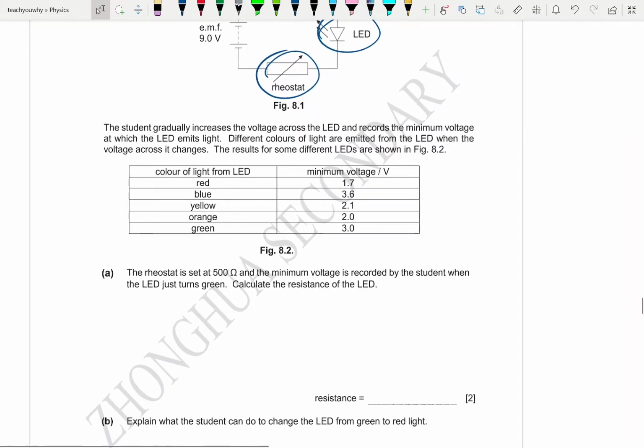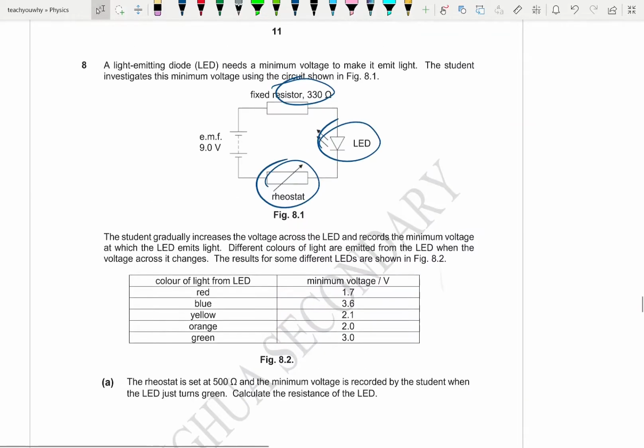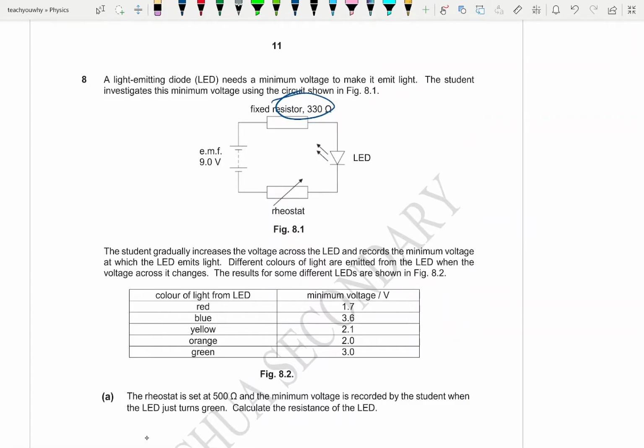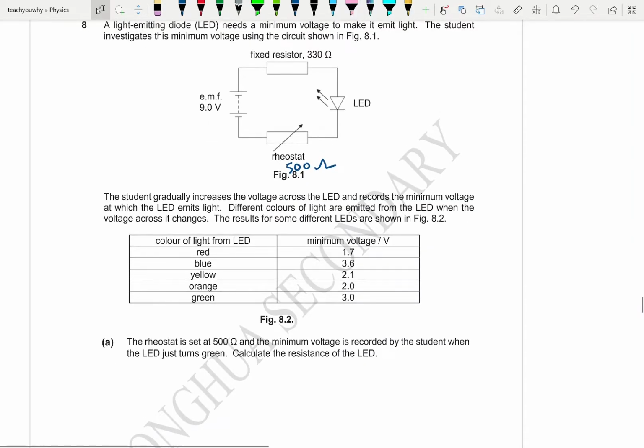So the rheostat is set at 500 ohms, and the minimum voltage recorded by the student when the LED just turns green. Calculate the resistance of the LED. Okay, so let me erase all this and then write it this way. So we know that the rheostat has 500 ohm resistance, and we want to calculate the resistance of the LED. Now, this is a little bit of a database question, so we need to study them.